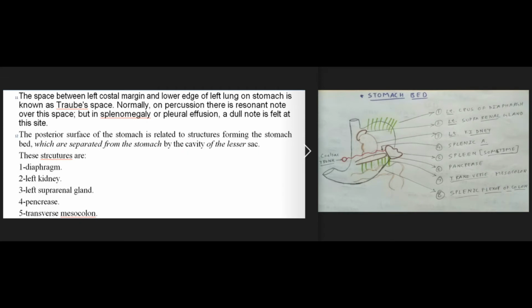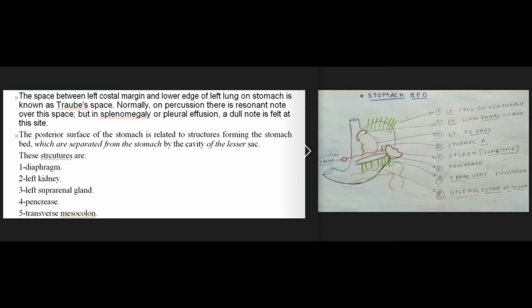Gastric nerves and vessels ramify deep to the peritoneum. 11. The space between the left costal margin and the lower edge of the left lung on the stomach is known as Traube's space. Normally, on percussion there is a resonant note over this space, but in splenomegaly or pleural effusion, a dull note is felt at this site.